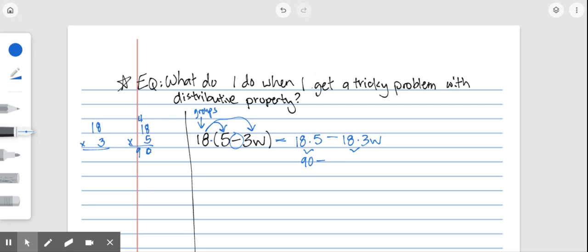18 times 3, 3 times 8 is 24, carry the 2. 3 times 1 is 3, plus 2 is 5. So this is going to be 54w. So now we know that 90 minus 54w is the same as 18 times 5 minus 3w. Okay, so we've distributed that term. All right, just a reminder on how to distribute things. So remember that number goes to each term inside.